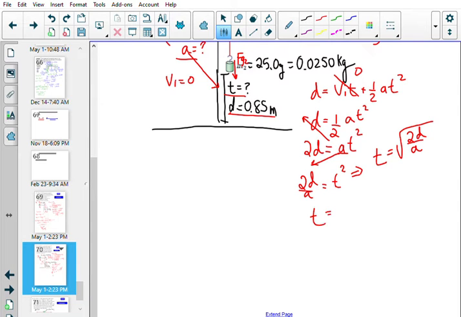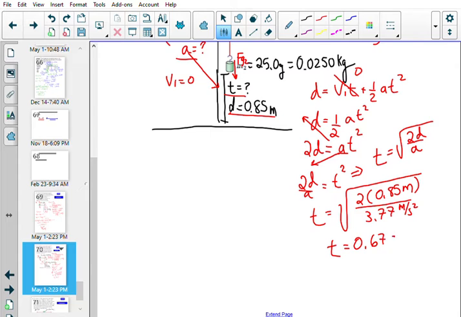So my time is going to be the square root of 2 times the distance, which was 0.85 meters, divided by my acceleration, which was 3.77 meters per second squared. So when you divide those out and then take the square root, you should get 0.67 seconds, which is the time it takes for that to go down and hit the ground.